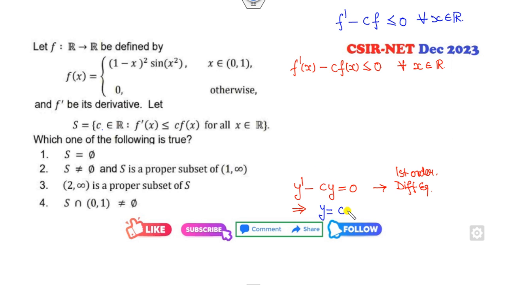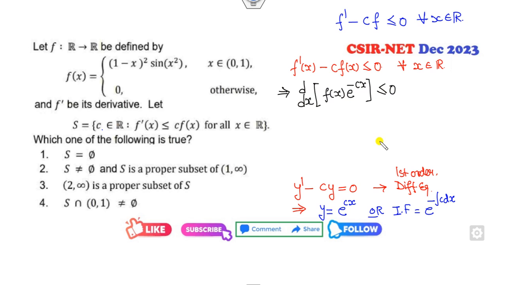This is nothing but e raised to the power cx as my solution. Fine. Or you can find the integrating factor. This is e raised to the power minus c dx. Fine. So once you find the integrating factor here, I can write this quantity as d by dx of f(x) e raised to the power minus cx. Fine. Because e raised to the power minus cx is my integrating factor. So this will be here.